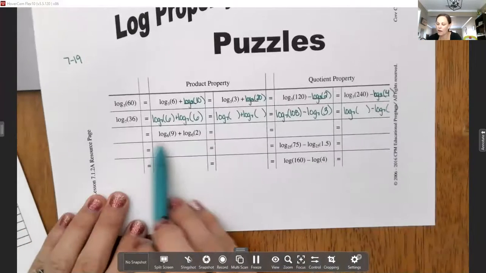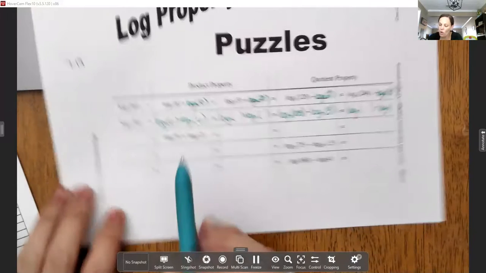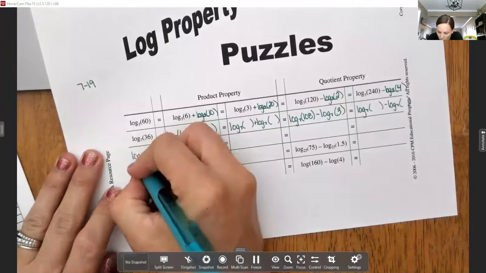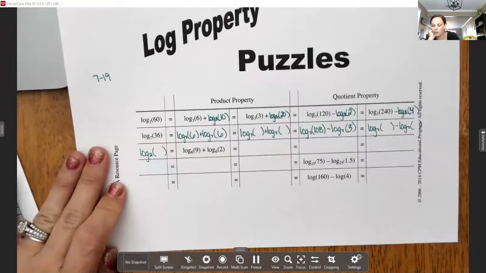What about this one here? Log base 6 of 9 plus log base 6 of 2. What's that the single log of? Log base 6 of what single number would go right here?